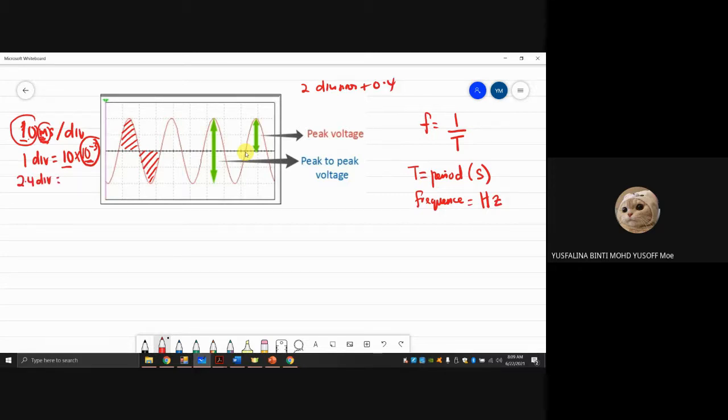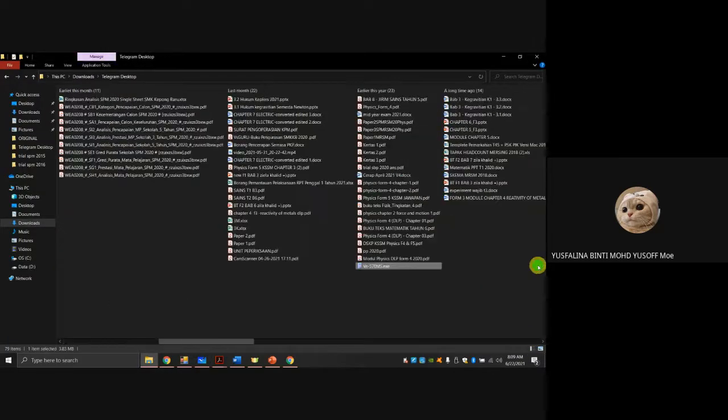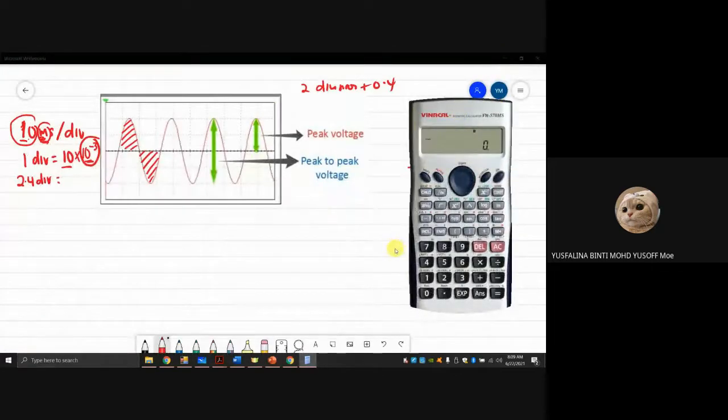So how much is 2.4 divisions? If one division is 10 times 10 power of negative 3, so 2.4 divisions is equal to what? Can you give me the answer? Do you have a calculator with you? Try to calculate. Do you know how to calculate?